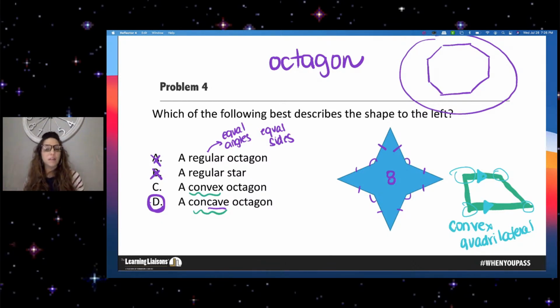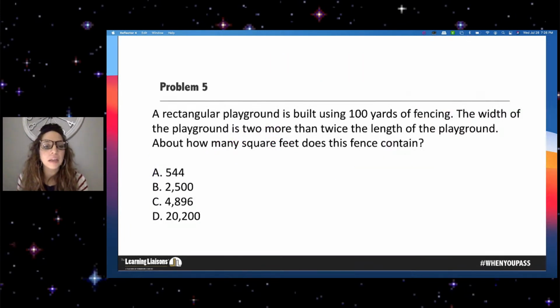So this would be a convex quadrilateral or a trapezoid. All right, let's move on to problem 5. A rectangular playground is built using 100 yards of fencing. The width of the playground is 2 more than twice the length of the playground. About how many square feet does this fence contain?